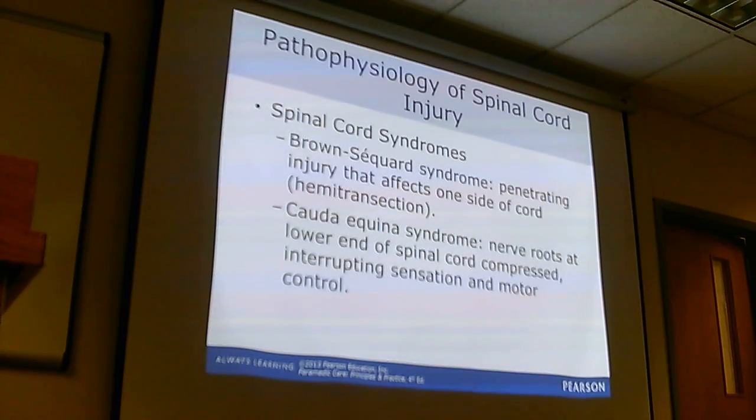So Brown-Séquard syndrome, I would know anterior cord as well. Brown-Séquard syndrome is basically penetrating trauma to one side or one hemisphere of the spinal cord, causes loss of motor and sensation on that same side as the injury, and it'll cause some loss of sensation on the opposite side.